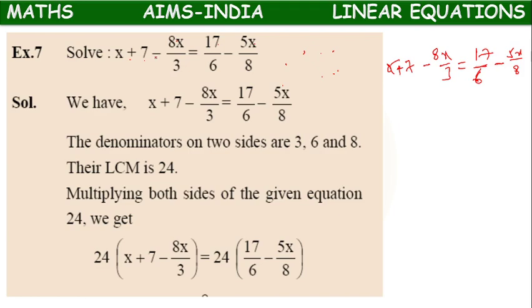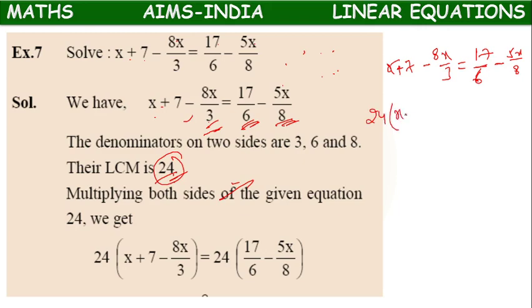So we can take the LCM. The LCM of 3, 6, 8 is 24, because 3 eights are 24, 6 fours are 24, 8 threes are 24. We can take the LCM 24 directly. Now what do we have to do with 24?